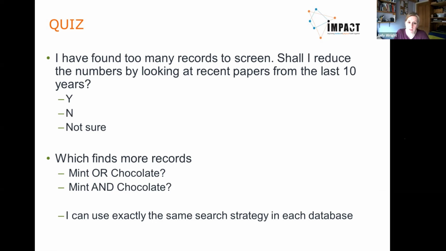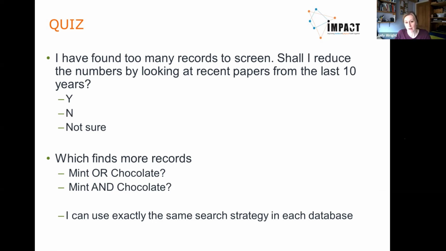this is a question about those buttons we have on the database screens. So if I was doing a search and I searched for mint or chocolate, I could do that, or I could search for mint and chocolate. Now, which search is going to find more records? Yes, the answer is mint or chocolate. We're going to find more with mint or chocolate.